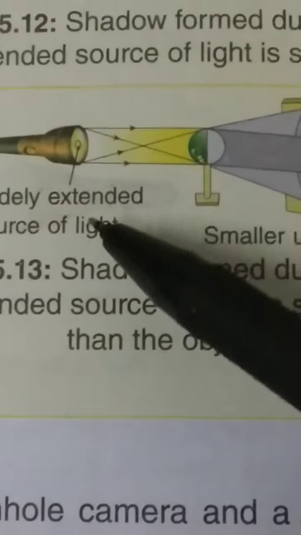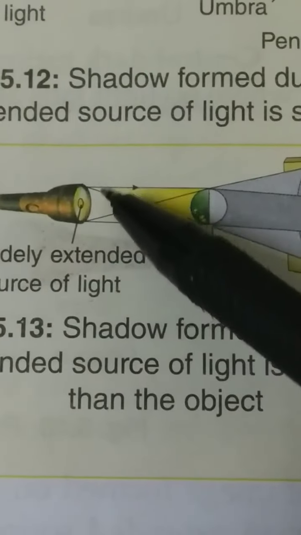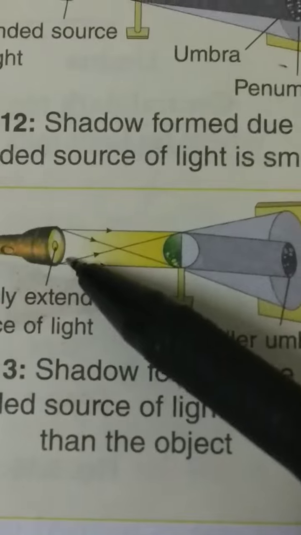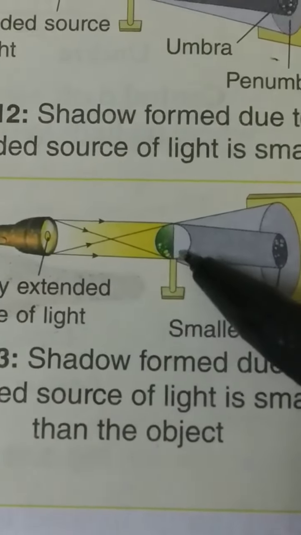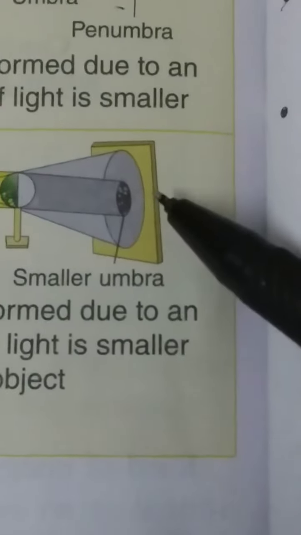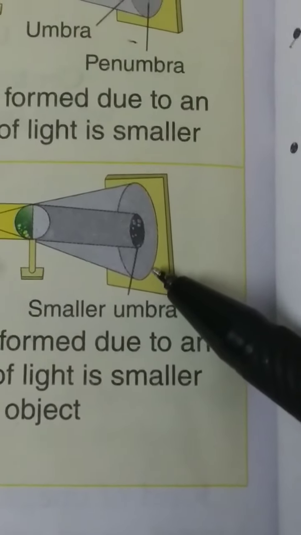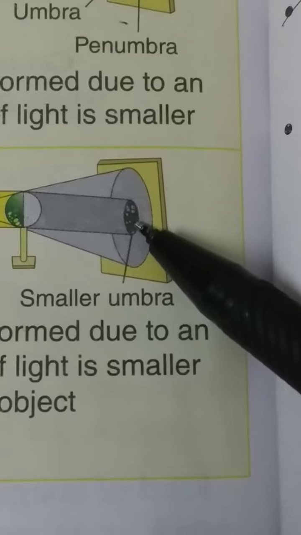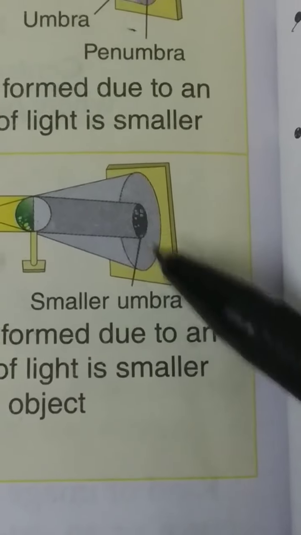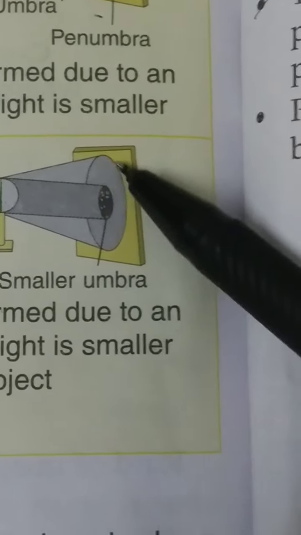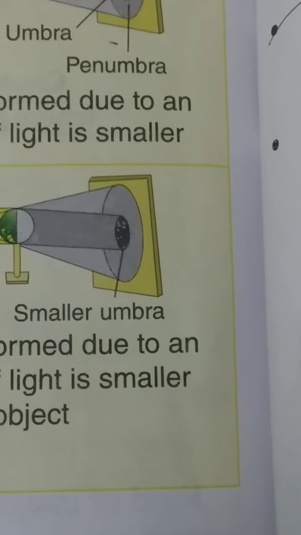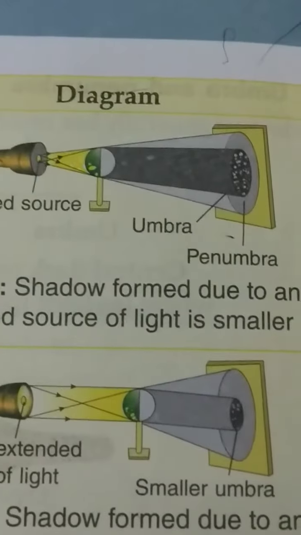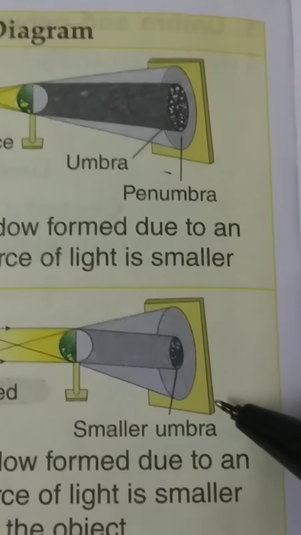Next point, for an extended source of light, we will make a big hole in the black paper so that the width of the light beam is bigger than the object. A fainter shadow is formed with both umbra and penumbra. Umbra is smaller than the object and penumbra is bigger than the umbra. So in this way, depending upon the light source, umbra and penumbra will form.